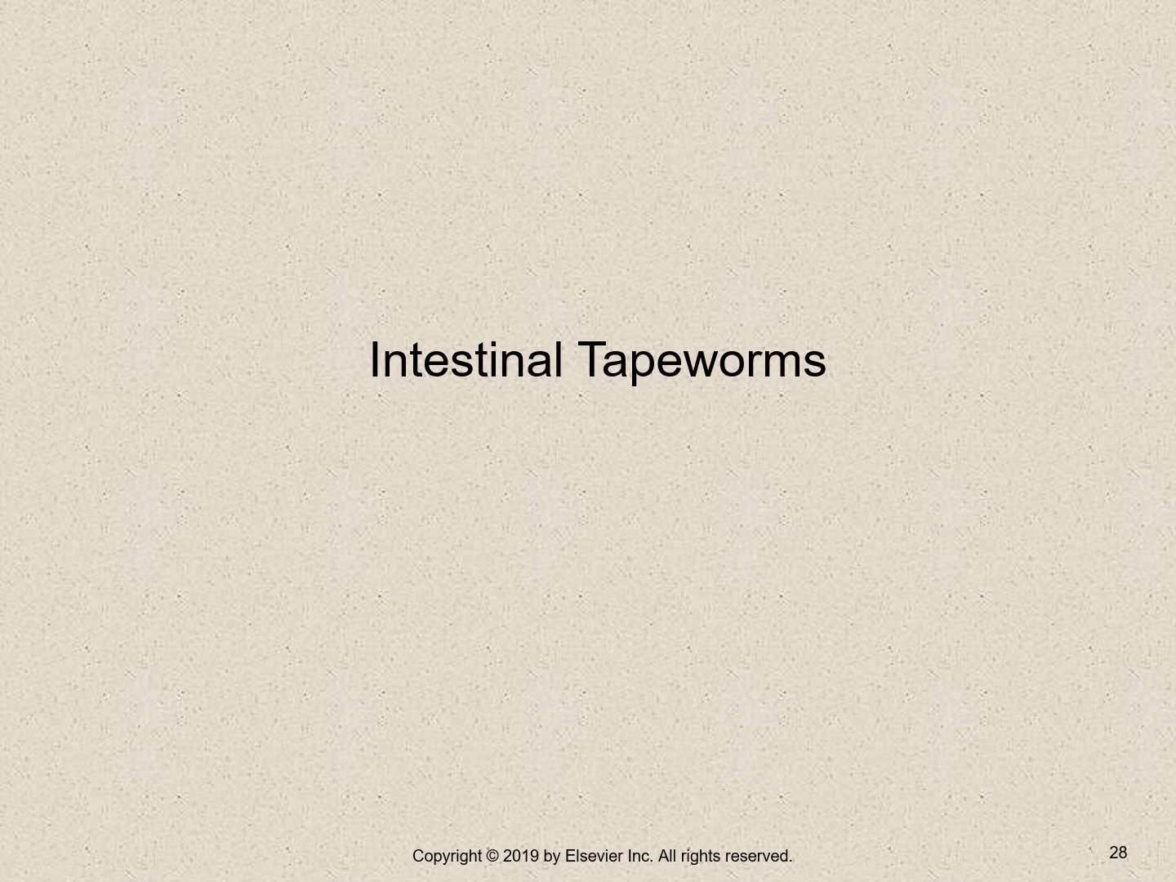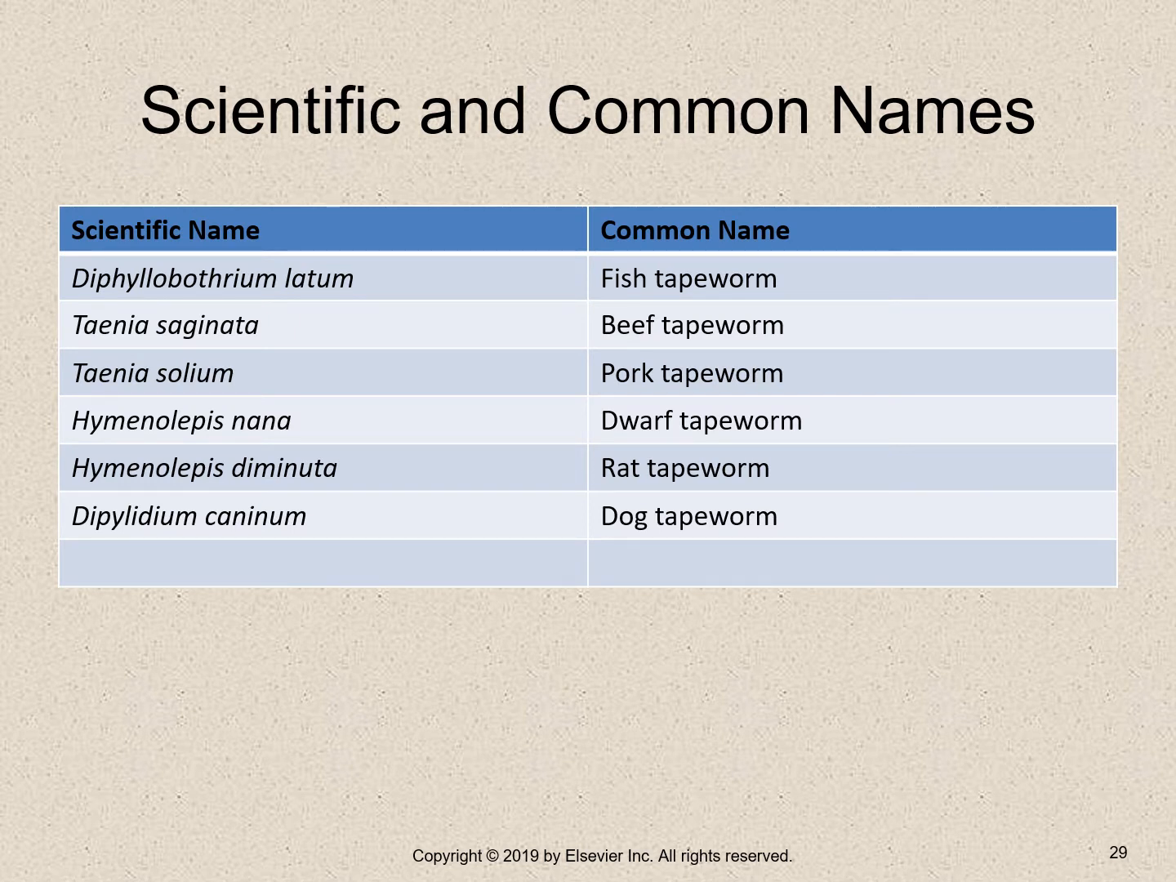So now we'll move away from flukes and flatworms into the intestinal tapeworms or cestodes. As we saw with the flukes, the species have common names that they're referred to, such as Diphyllobothrium latum being referred to as the fish tapeworm, or Taenia saginata, the beef, and Taenia solium, the pork tapeworm. We'll be discussing some of these in a little more detail on the subsequent slides.